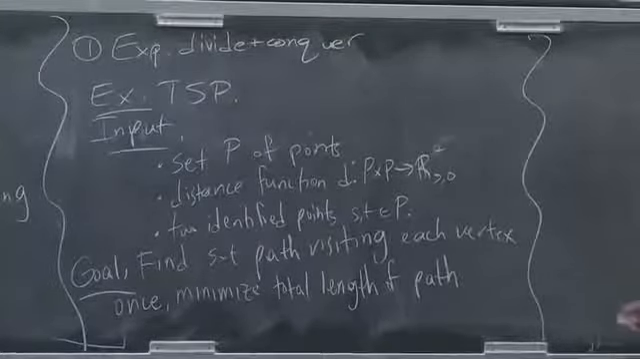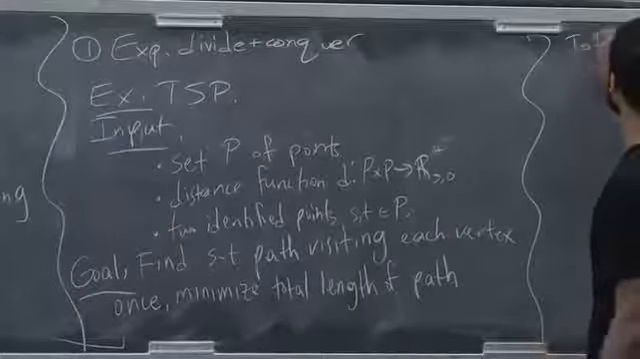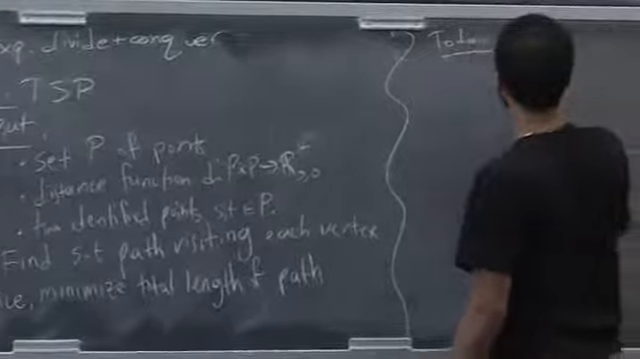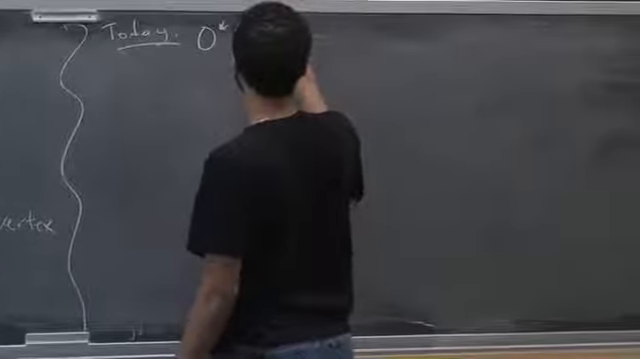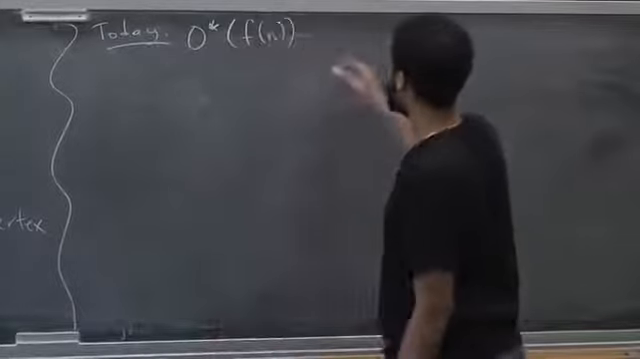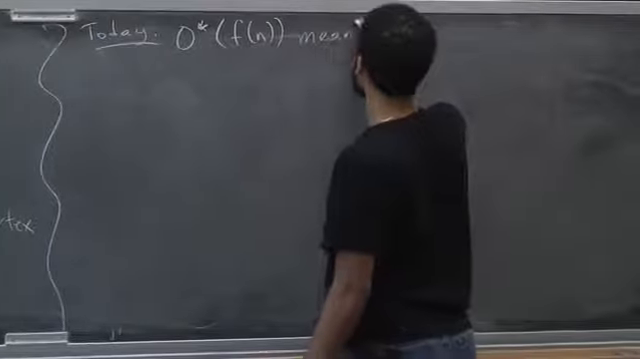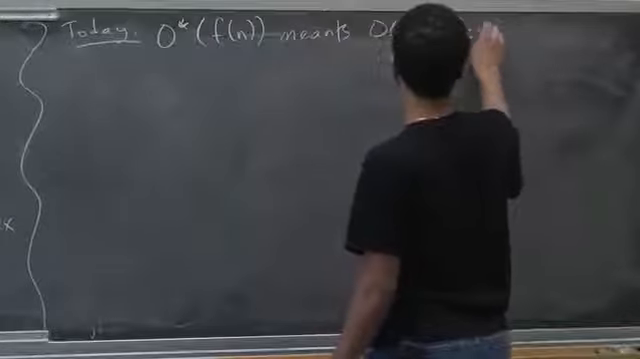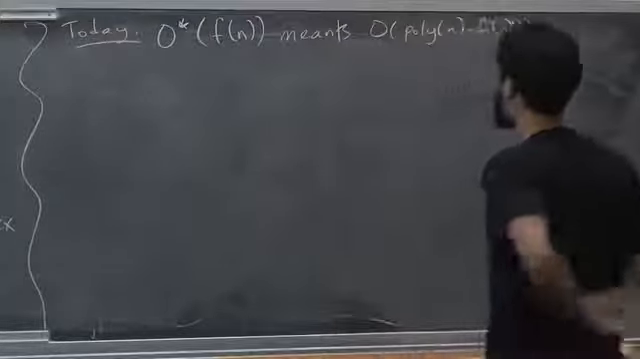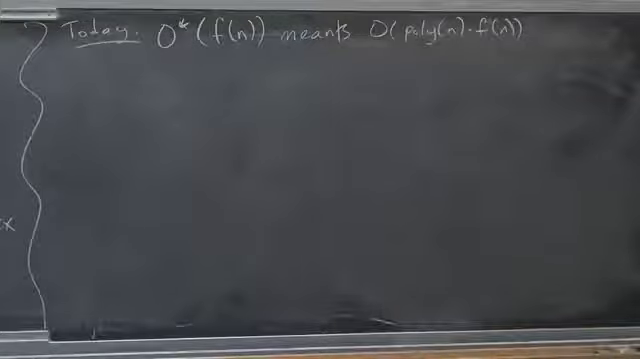For the rest of the lecture, if I say O star of f of n, that means O of poly n times f of n. I'm not really going to care too much about poly n factors.